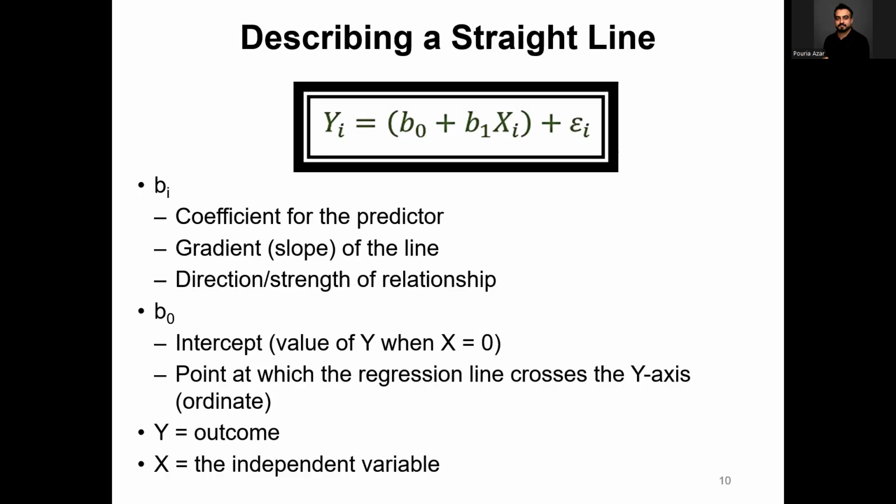So we have y, which is our outcome variable. We have b0. B0 is the intercept, the value of y when x is 0. And we have beta. Beta is the slope of the line, or the gradient of the line. We have x here. X is our independent variable, or our predictor variable. And we have an error term. So that's the equation of a straight line.